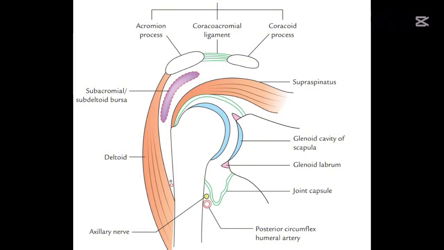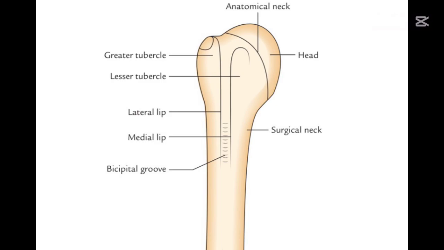Now the next one is the neck. What can you see about the neck? Now in the neck region, you have different types of the neck. You have the anatomical neck, you have the surgical neck, and you have the morphological neck. But in some parts you can see the anatomical neck and the surgical neck.